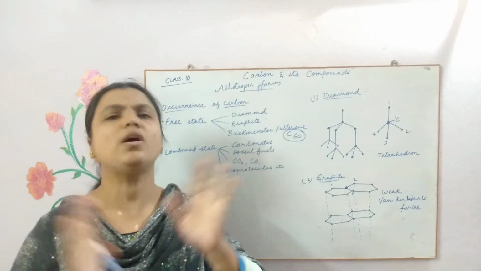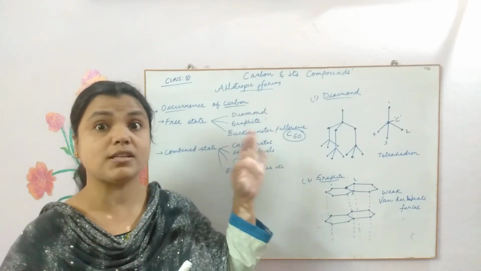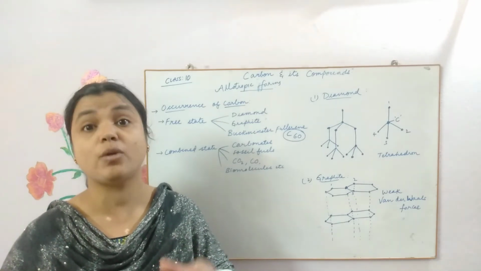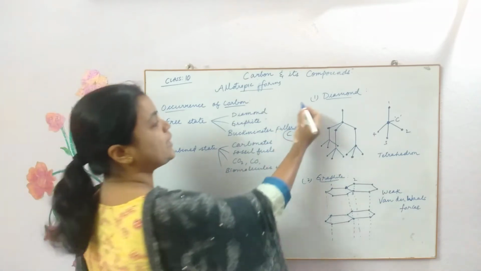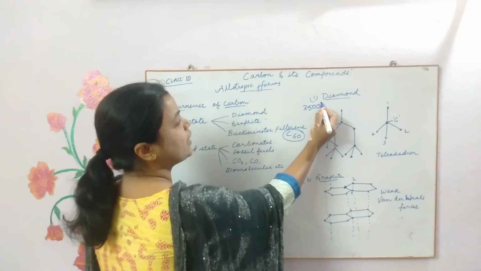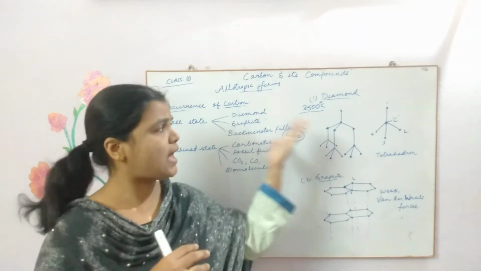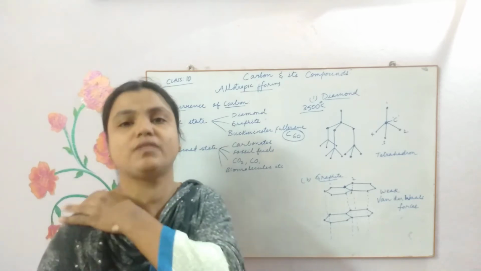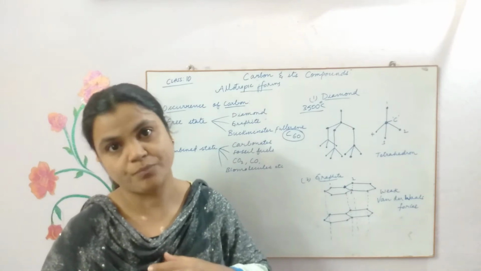Diamond is a pure form of carbon. That means no other element is present except carbon in it. And it has a very high melting point also. What is the melting point of diamond? It is about 3500 degrees Celsius. So what makes it have that high melting point? The answer is in the arrangement of the carbon atoms. And it is also the hardest substance known, isn't it?